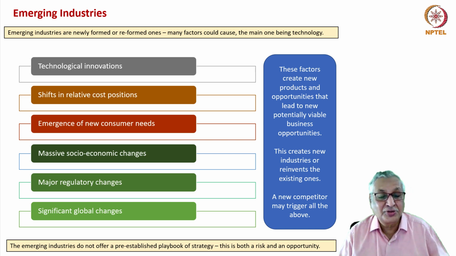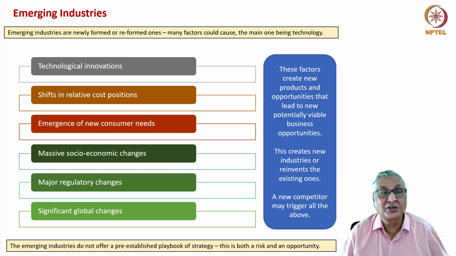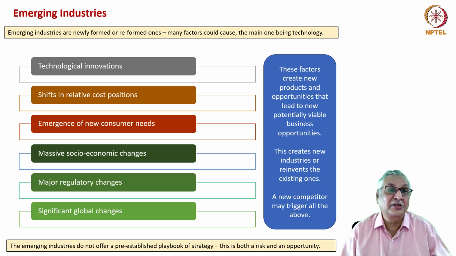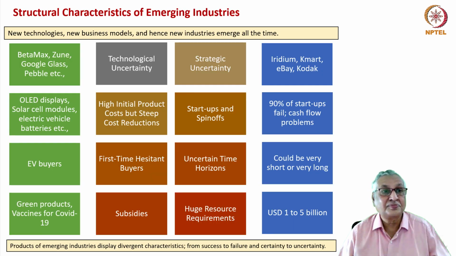The emerging industries do not offer a pre-established playbook of strategy because nothing about the emerging industry is completely certain. There were times when a particular technology was considered very novel and game changing, but nothing happened on those lines, including the famous genetics approaches. People thought that personalized medicine is the next day's possibility. It didn't happen that way, it is still work in progress. Therefore, there is a risk as well as an opportunity in the emerging industries.